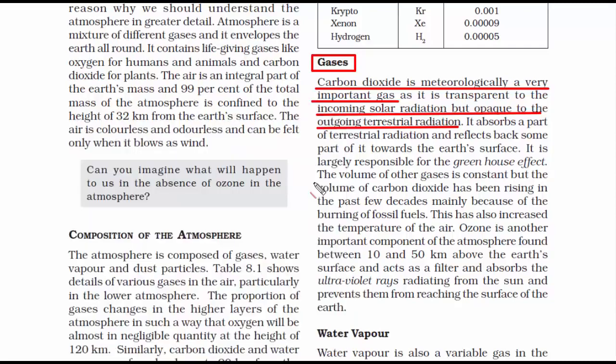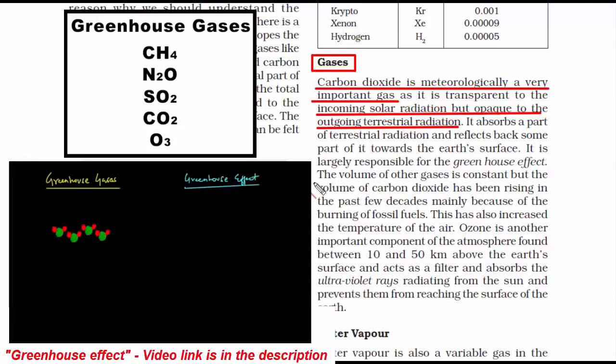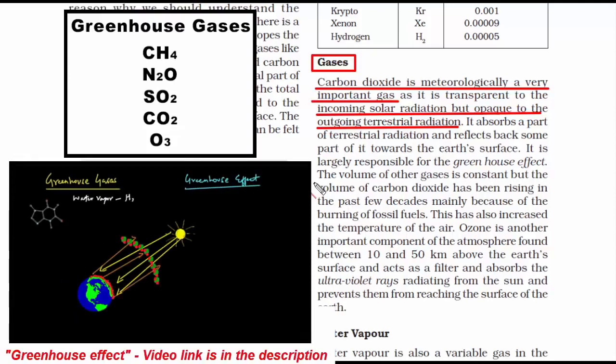Now you must have heard about greenhouse gases. They are methane, nitrous oxide, sulfur dioxide, ozone, carbon dioxide. So these are a bunch of gases in the atmosphere that block the Earth's radiation from going out into space. Now these greenhouse gases trap the heat within the Earth's atmosphere and make the Earth warmer.